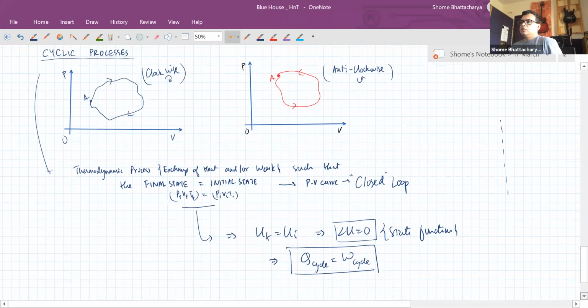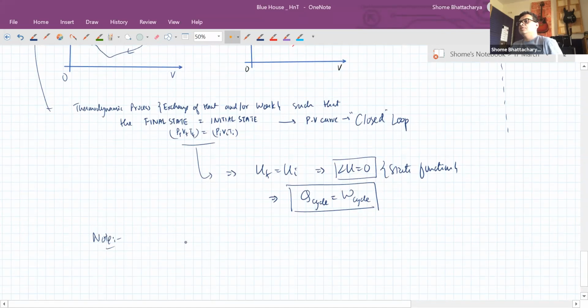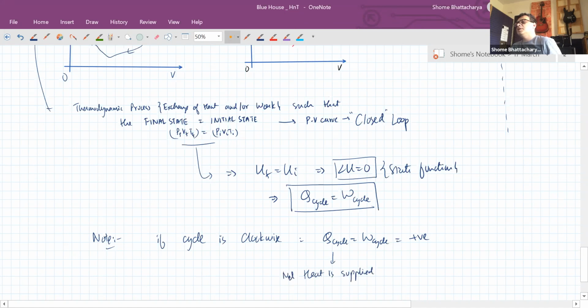Okay, so now additionally, if the cycle is clockwise, we will see that Q cycle equals W cycle is a positive quantity, as we were just discussing. So that means the net heat is supplied to the gas, and work is done by the gas. So that means the cycle ends up converting some heat supplied into work done by the gas.